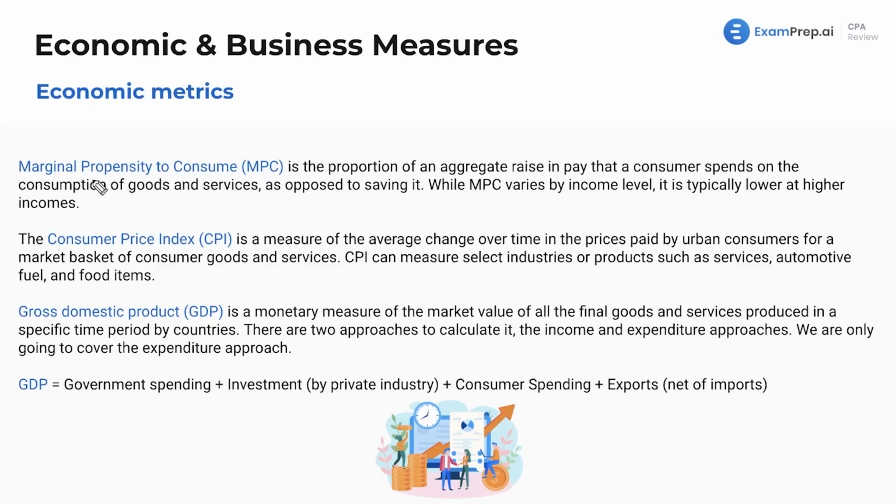Well, generally, this is how many tacos you can consume in 1 hour, but for our economic metrics, we are going to call it the proportion of aggregate raise in pay. So, okay, let's dissect every part of what I'm saying here. The proportion, so let's say we have a 10% pay raise, great for us, that a consumer spends on the consumption of goods and services. So, yes, you get a 10% raise, but the marginal propensity to consume isn't that 10%. It's the percentage of this 10% that you go and spend on goods and services as opposed to saving it.